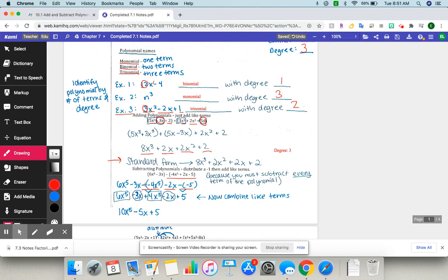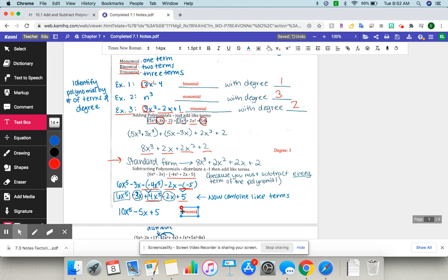So minus negative 4x to the 5th is the same as adding 4x to the 5th. Same with minus negative 5 is the same as adding 5. Now I can combine my like terms. Once again, I've put shapes around the like terms. So x to the 5th, we now have 10 of them. We have negative 5x and then a constant of 5. So this polynomial would be specified as a trinomial with degree 5.